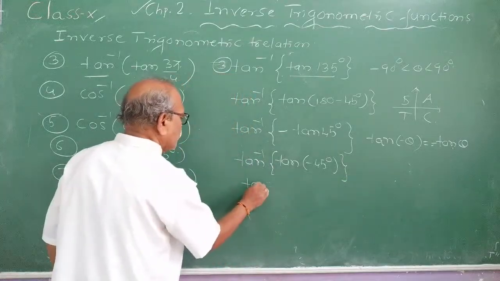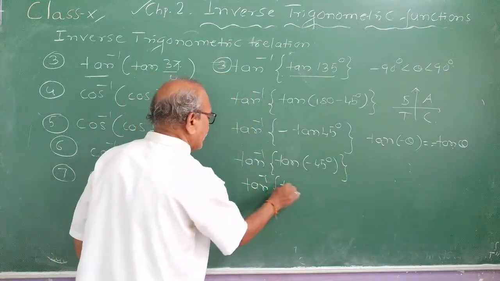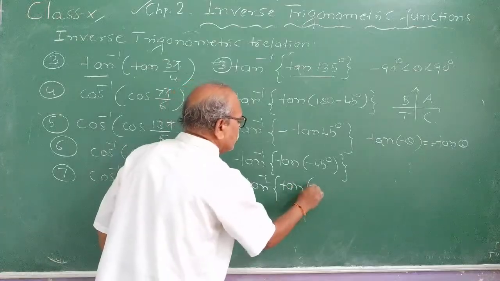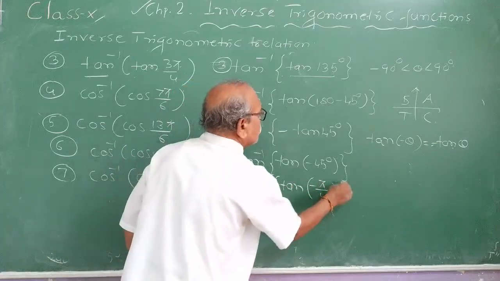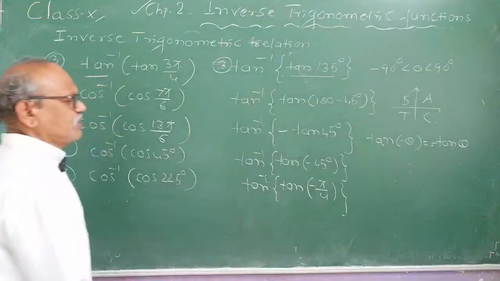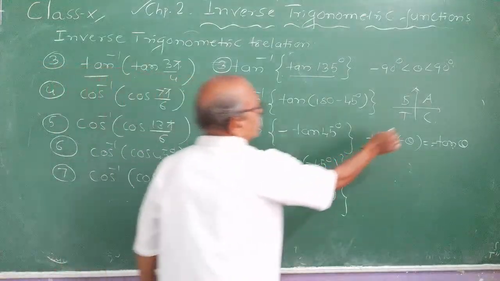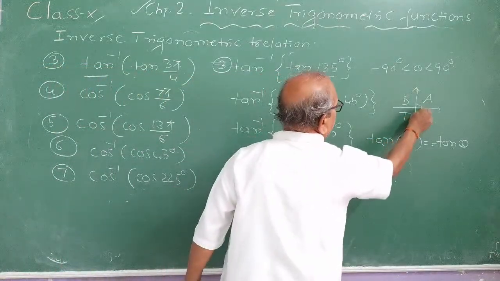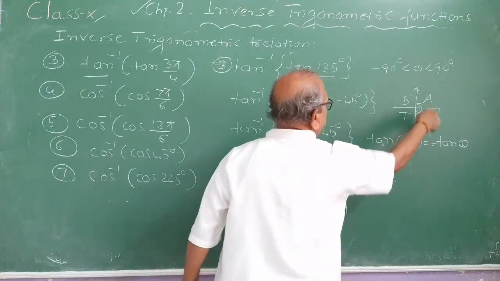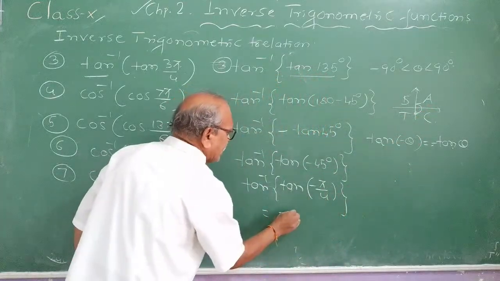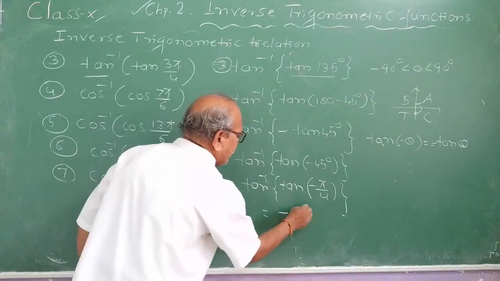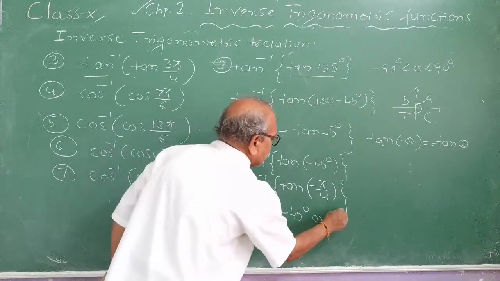Right? Now observe tan inverse of tan. In the radian measure, you can write it as minus pi by 4, as the question is minus pi by 4. Now, is minus 45 degree in the restriction? Yes, restricted area. Then you can write the correct answer as minus 45 degree or minus pi by 4.